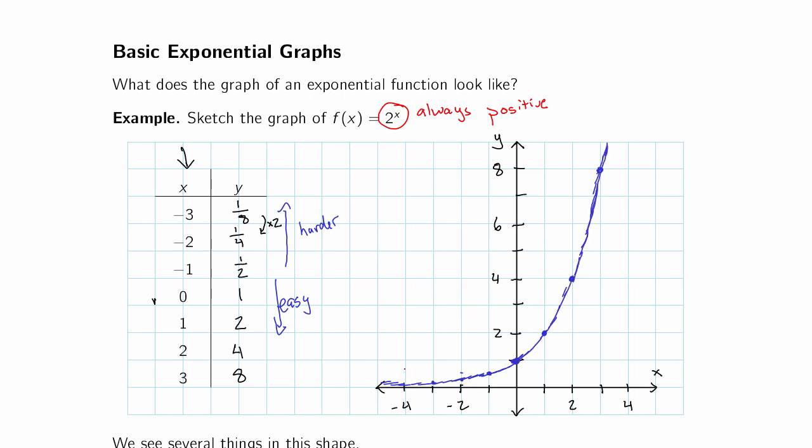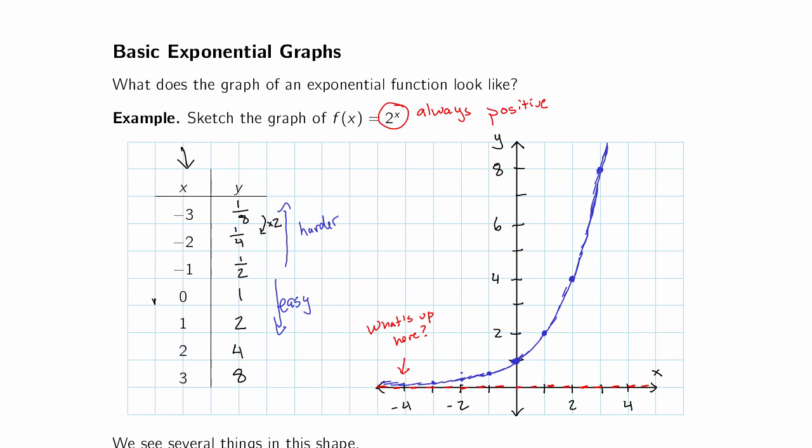But we've got something happening here. As x gets more and more negative, I keep dividing by 2, right? So I keep getting smaller and smaller positive numbers, but I never quite get down to 0. And the way I indicate that is by drawing this red dashed line right at 0 in the graph. That shows that the graph gets close to this line, but never quite crosses it.